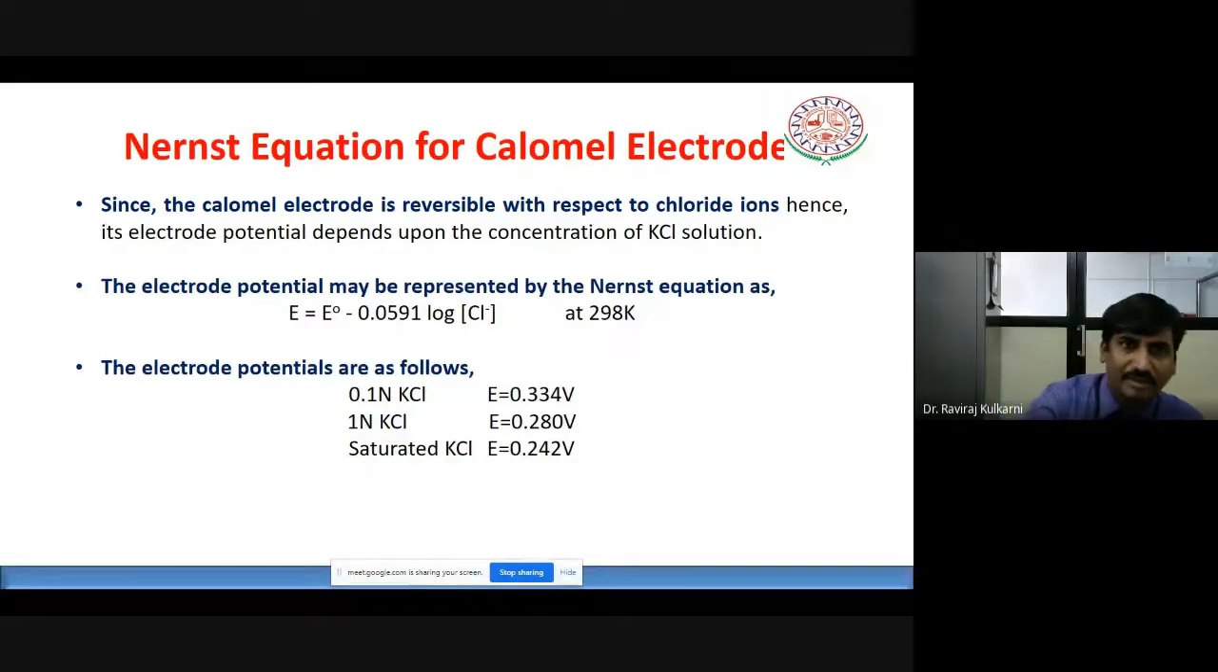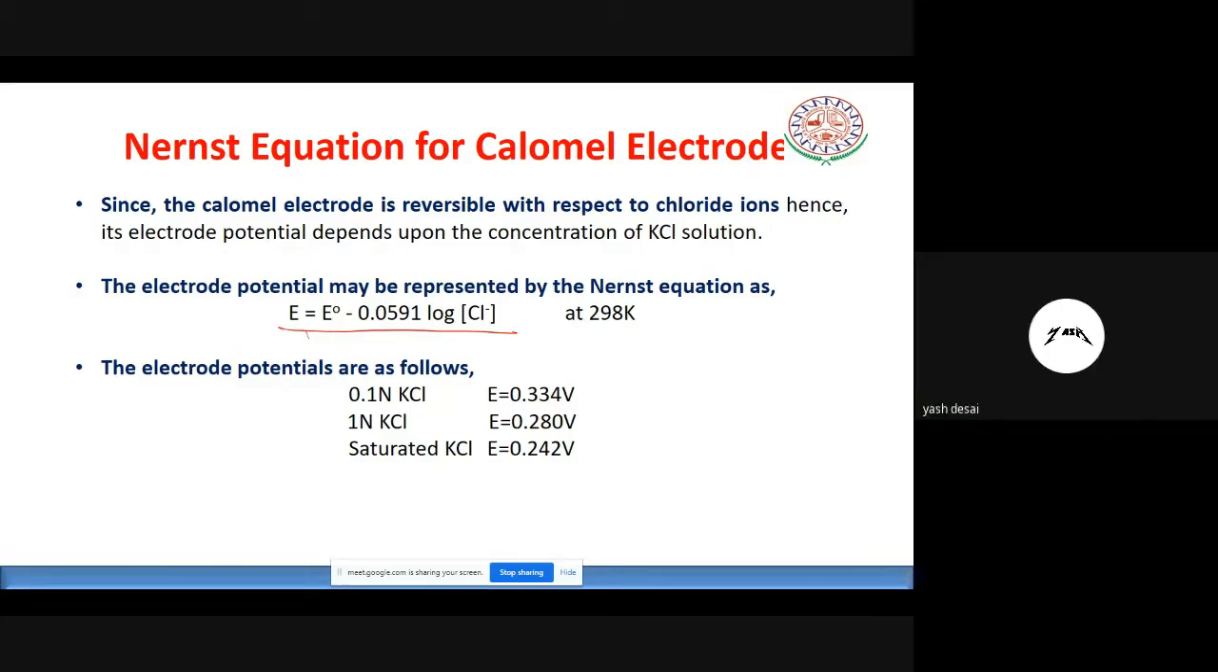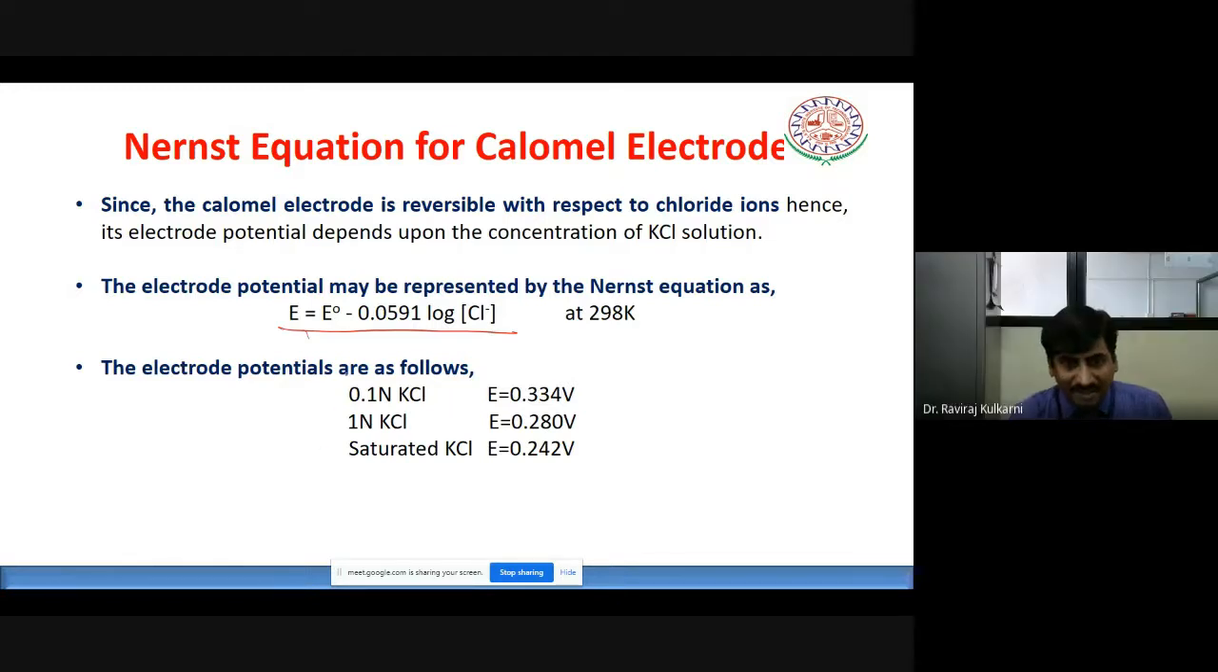We have derived the Nernst equation for the calomel electrode. It is E is equal to E naught minus 0.0591 into log of Cl minus ion concentration at 298 Kelvin. As the concentration of Cl minus ions increases, what happens to the potential? It decreases, because of this negative sign. Because of that negative sign, this value increases and the electropotential decreases. If you increase chloride ion concentration, the electropotential decreases.